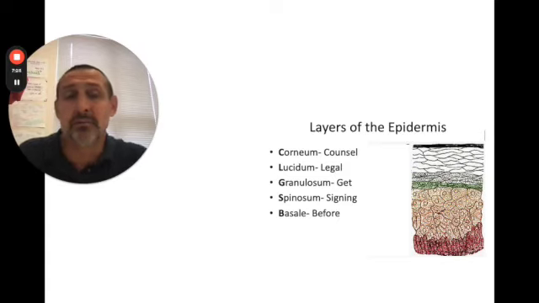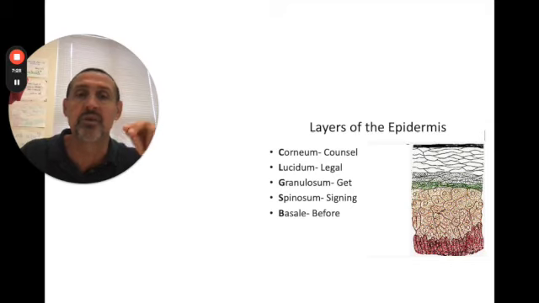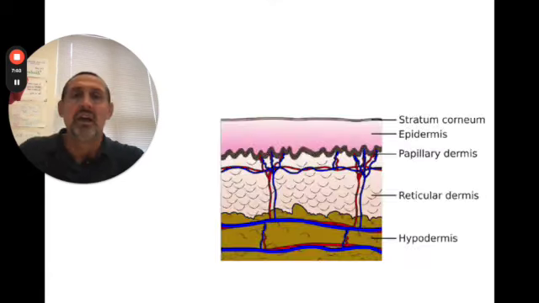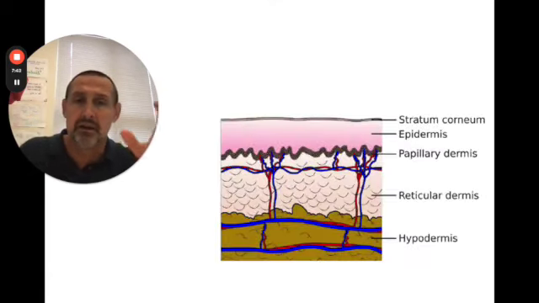The easy way to remember these layers of the epidermis is this little acronym: before signing, get legal counsel. Basal, spinosum, granulosum, lucidum, corneum. So here are the skin layers. You can see the epidermis, the dermis, and the hypodermis.